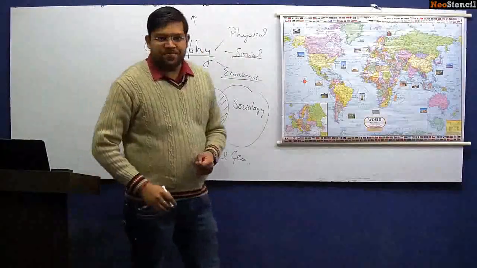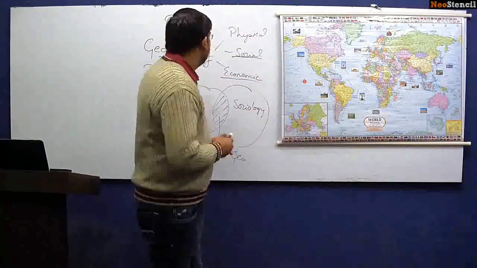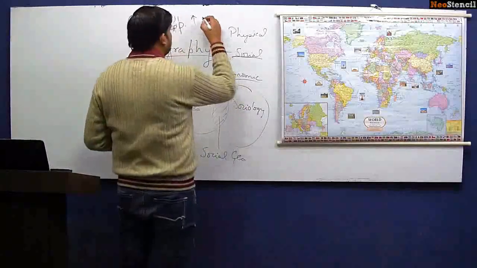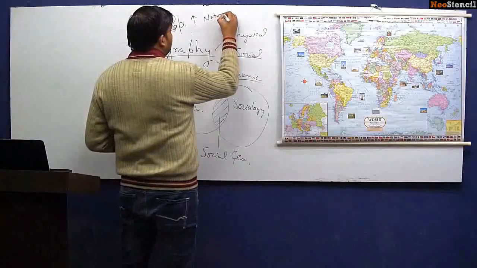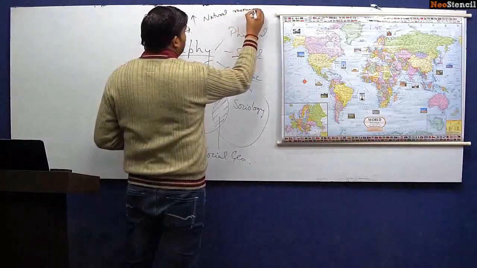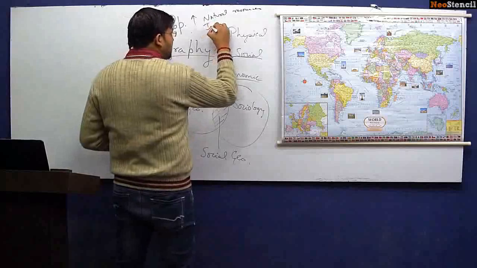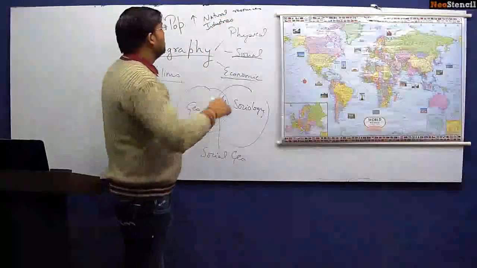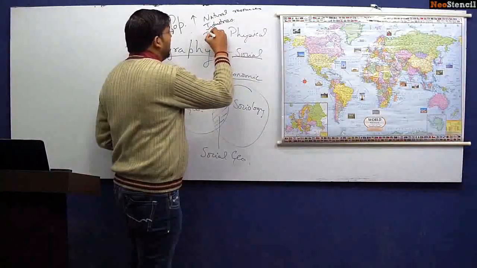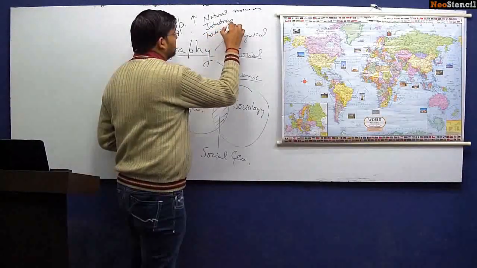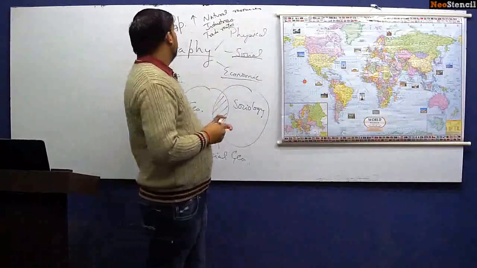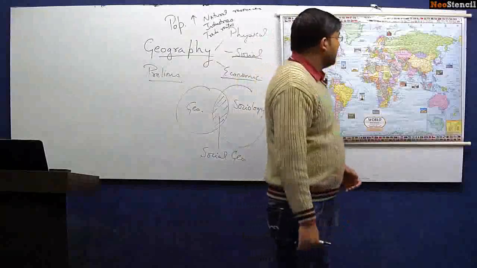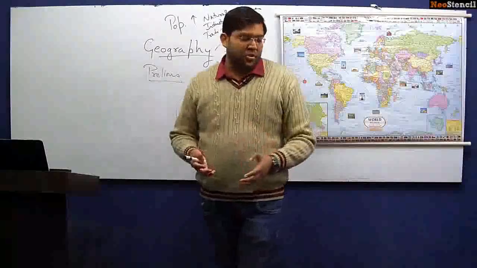Coming to the third thing, economic geography. Economic geography again relates to natural resources, industries, right? Trade routes. Why is this important? Because trade runs the world today, right? You might have heard about China's Belt and Road Initiative.